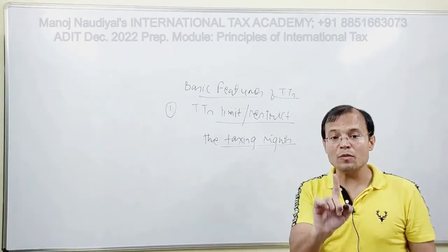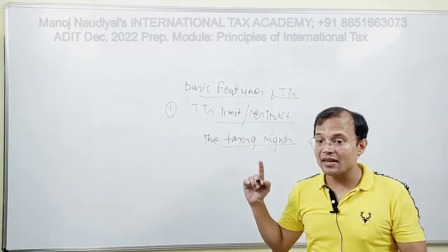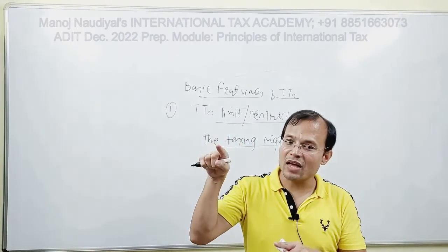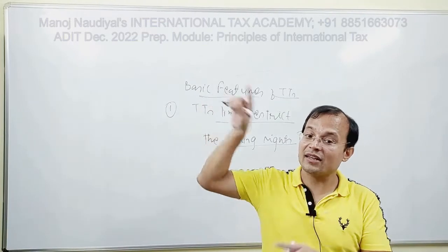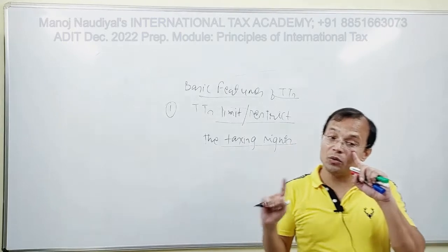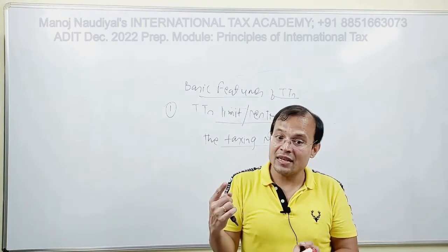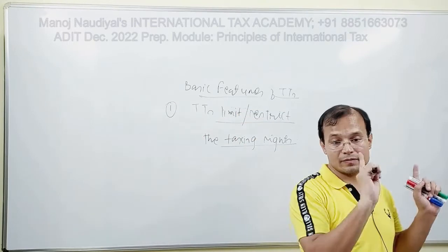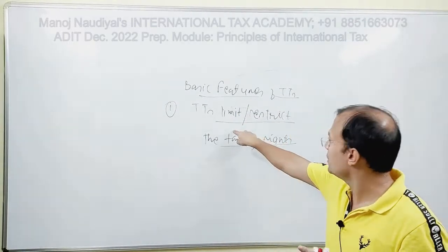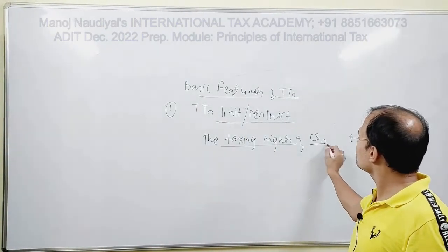This is the most important feature. They don't create taxing rights. Taxing rights are created by the domestic laws. Why? Because remember, tax laws are sovereign creation of sovereign states. So tax treaties, they don't have the power to create taxing rights. Taxing rights exist in the domestic tax laws. The function of tax treaty is a very important function. The most important function is they limit or restrict the taxing rights of contracting states.